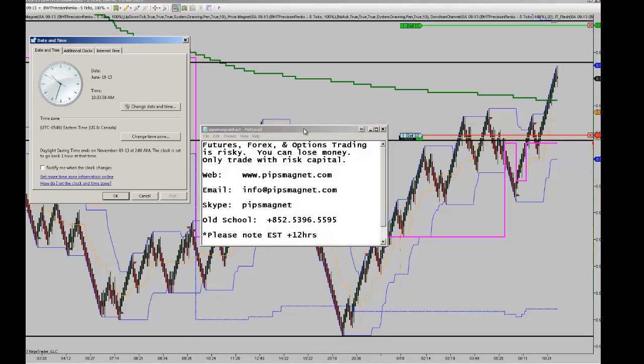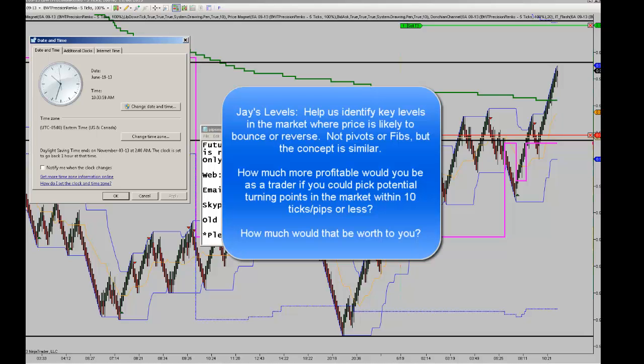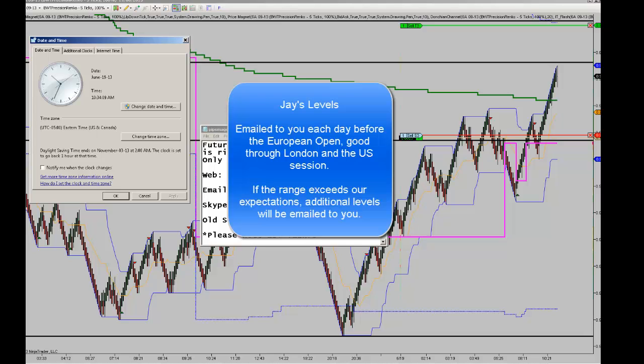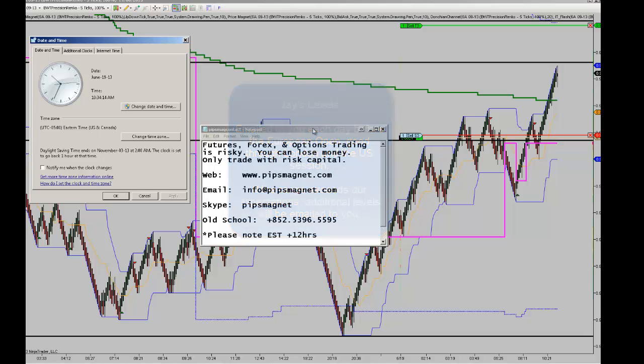pipsmagnet.com. Just want to bring to your attention a concept and service we're offering called Jay's Levels. Essentially, these are levels that are emailed to you each day prior to the start of the European session. That's at 2 a.m. Eastern Standard Time, and that'll give you levels for the entire day all the way through the US session, unless we get very wide moves, and then you may get an update through the rest of the day. So sometime later in the day.